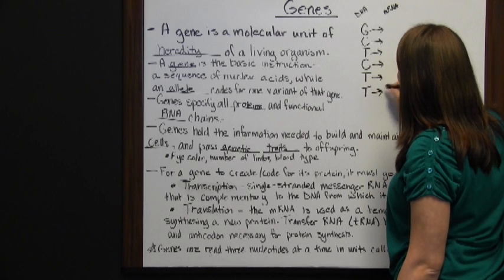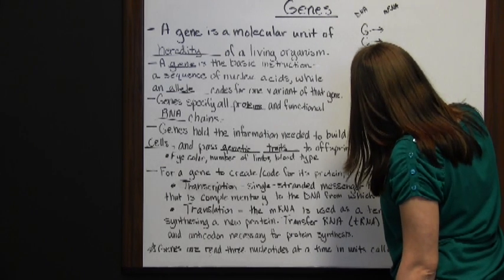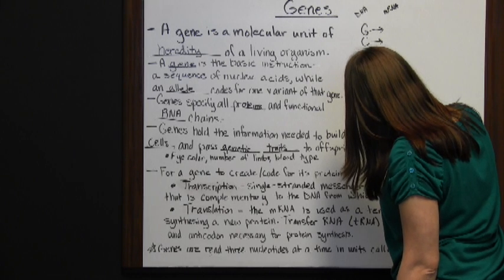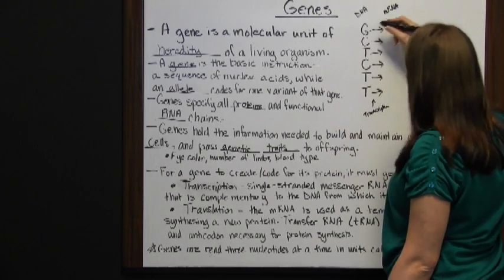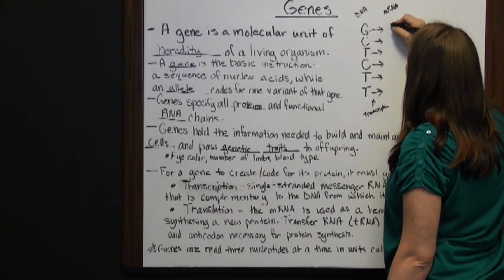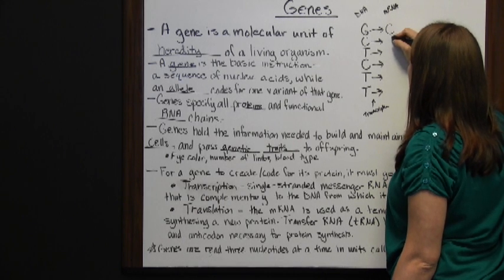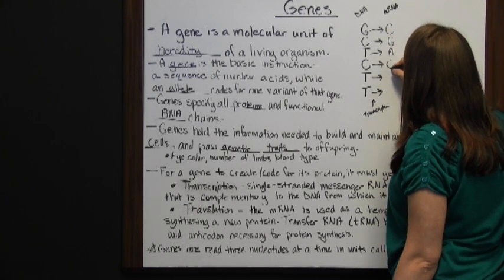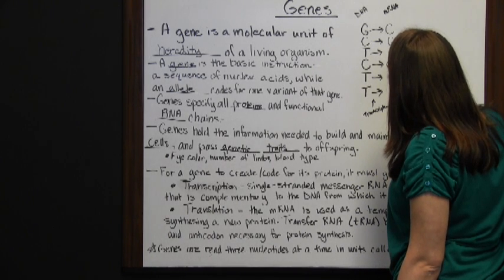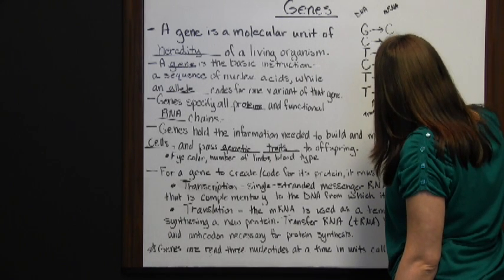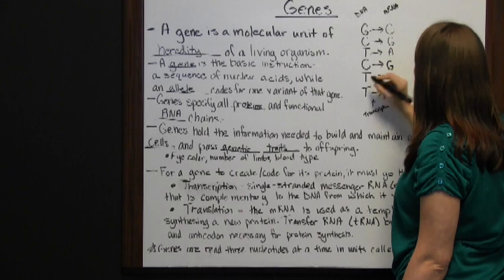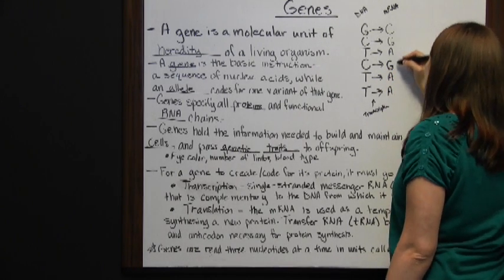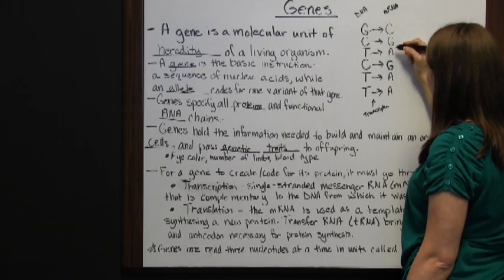And each base must be transcribed. So here we've got our transcription. So the guanine is going to transcribe to cytosine, cytosine to guanine, thymine to adenine, cytosine to guanine. There we go. Thymine to adenine, and thymine to adenine. So the messenger RNA is going to carry this sequence.